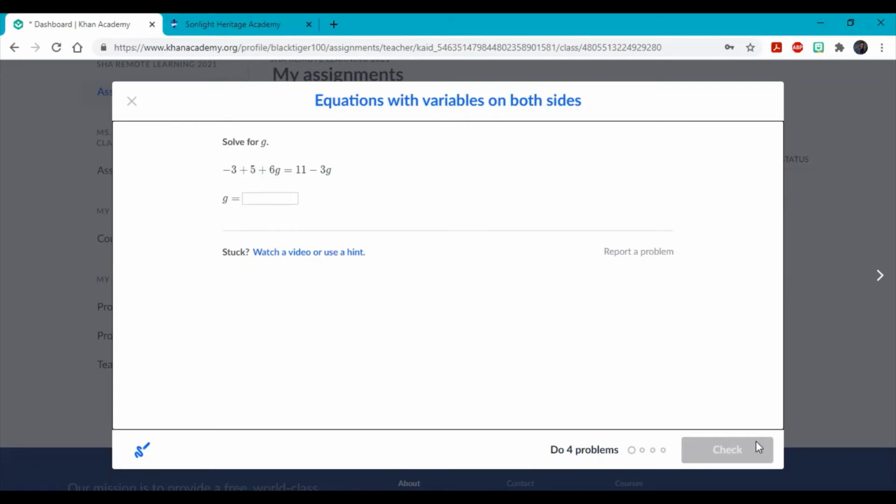The first thing we do is we combine like terms, and then we simplify and we solve for the variable they're asking us to solve for. And in this case, that variable is G. So let's write out the question in our notebook first. So -3 plus 5 plus 6G is equal to 11 minus 3G. Let me give you 1 minute to write that out in your notebook. Solve for G. -3 plus 5 plus 6G is equal to 11 minus 3G. I'm going to give you 1 minute to write that down. Your minute starts now.